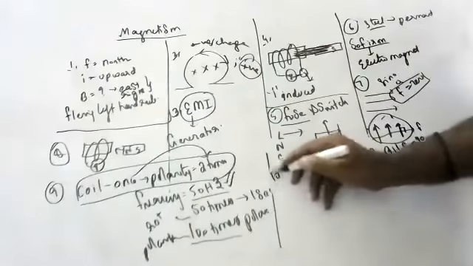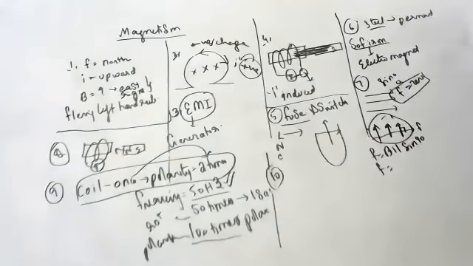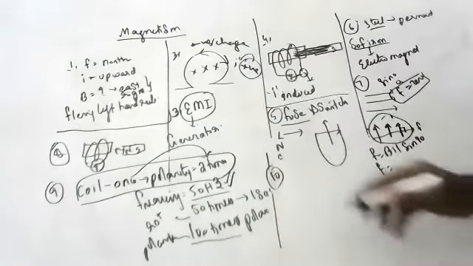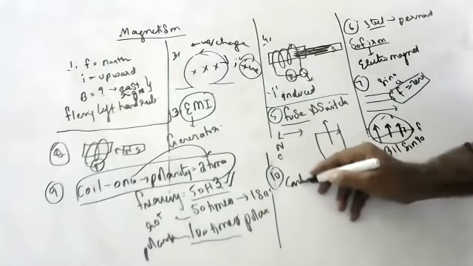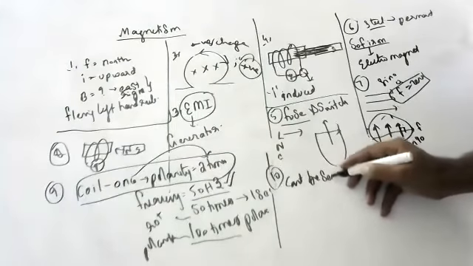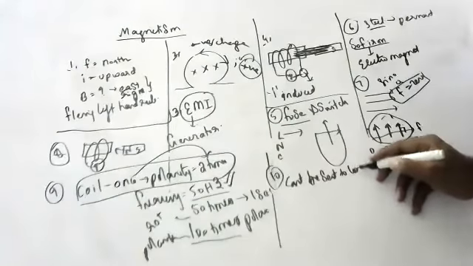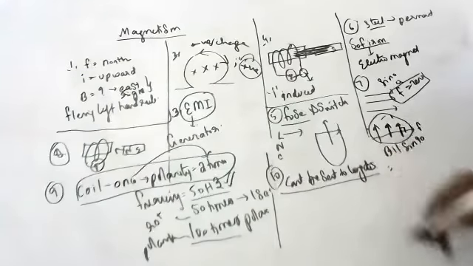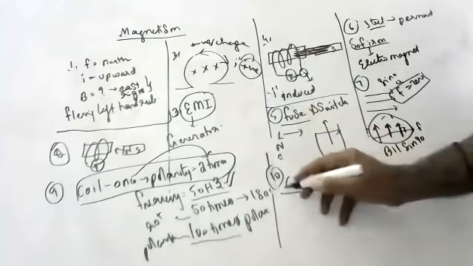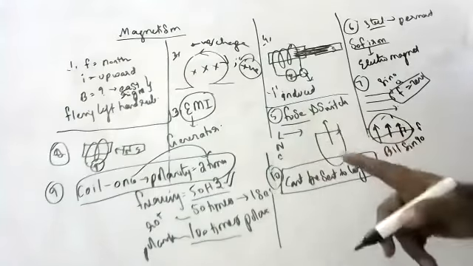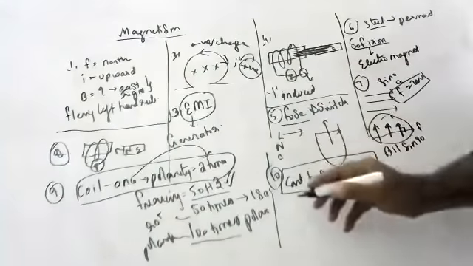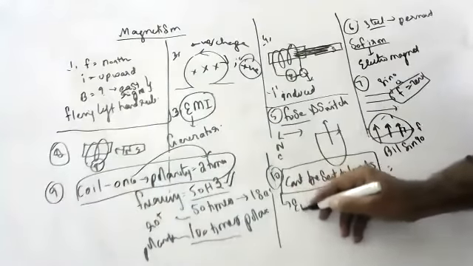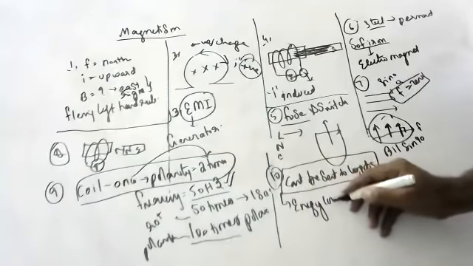Okay, children. 10th question. Be careful, children. State the disadvantages of direct current. Direct current cannot be sent to long distances. That is the main disadvantage. Why? Because a lot of energy loss will be there.